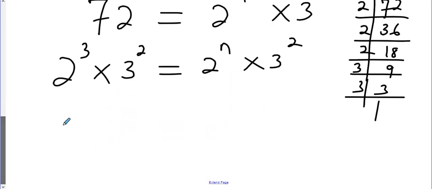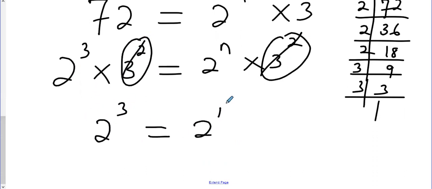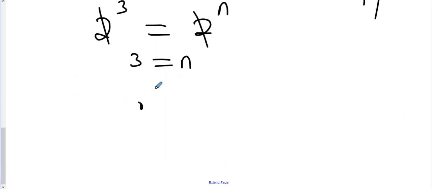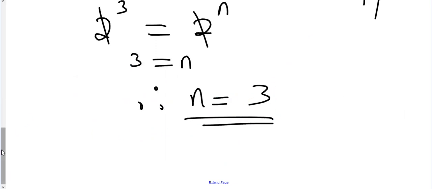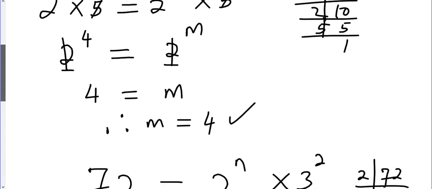If you do comparison, you see that 3 to the power of 2 and 3 to the power of 2 are the same, so you can cross them out. You end up getting 2 to the power of 3 equals 2 to the power of n. Then you cross out the bases, and you have 3 equals n, therefore n equals 3. So we now know n is 3 and m is 4.